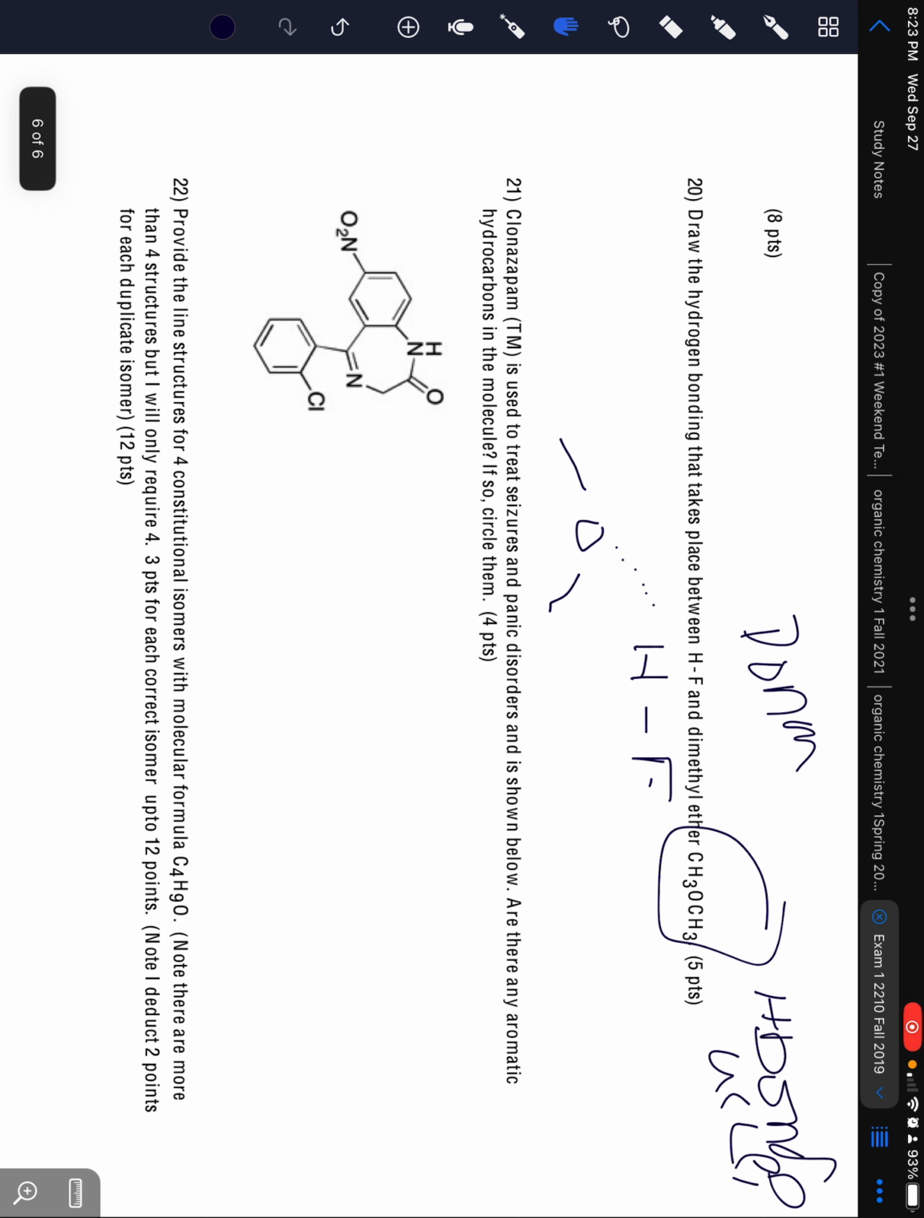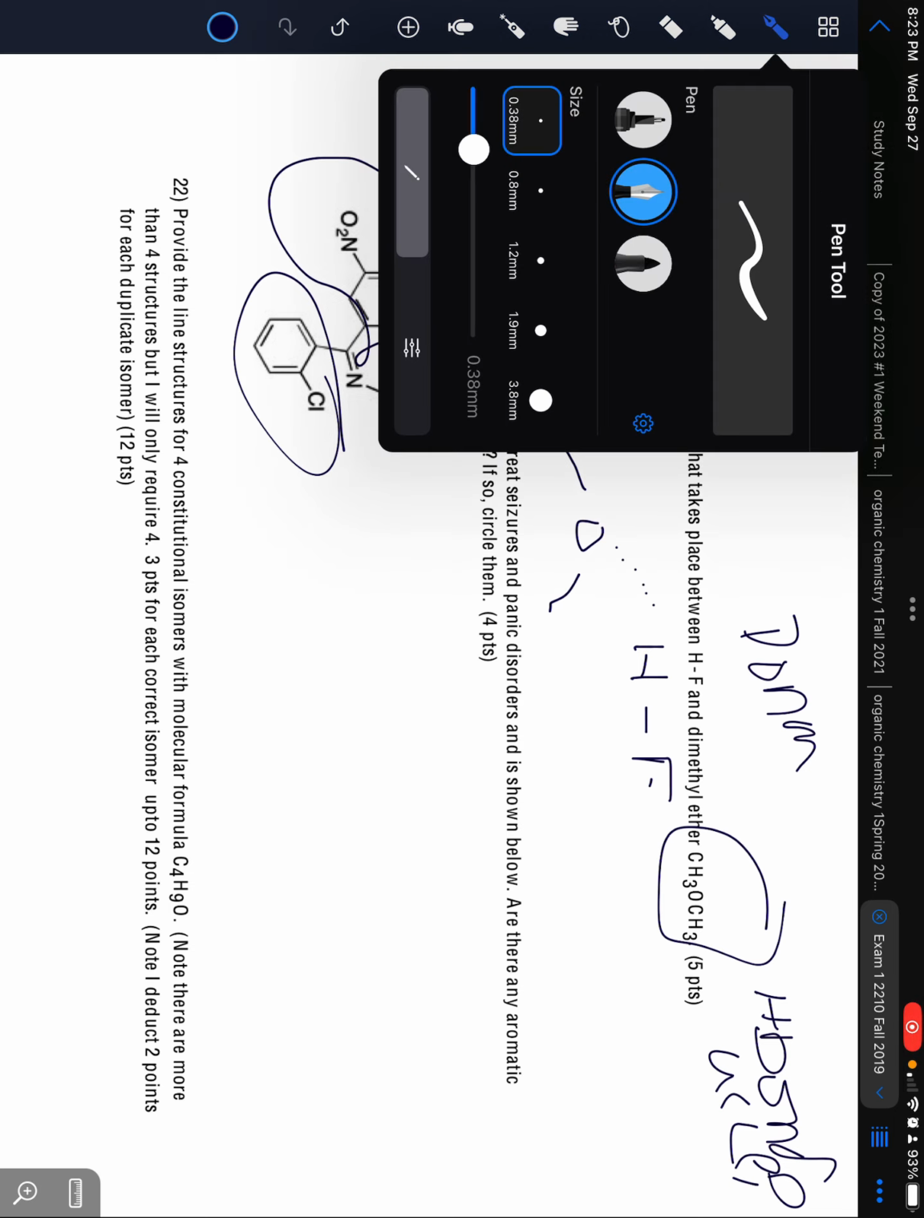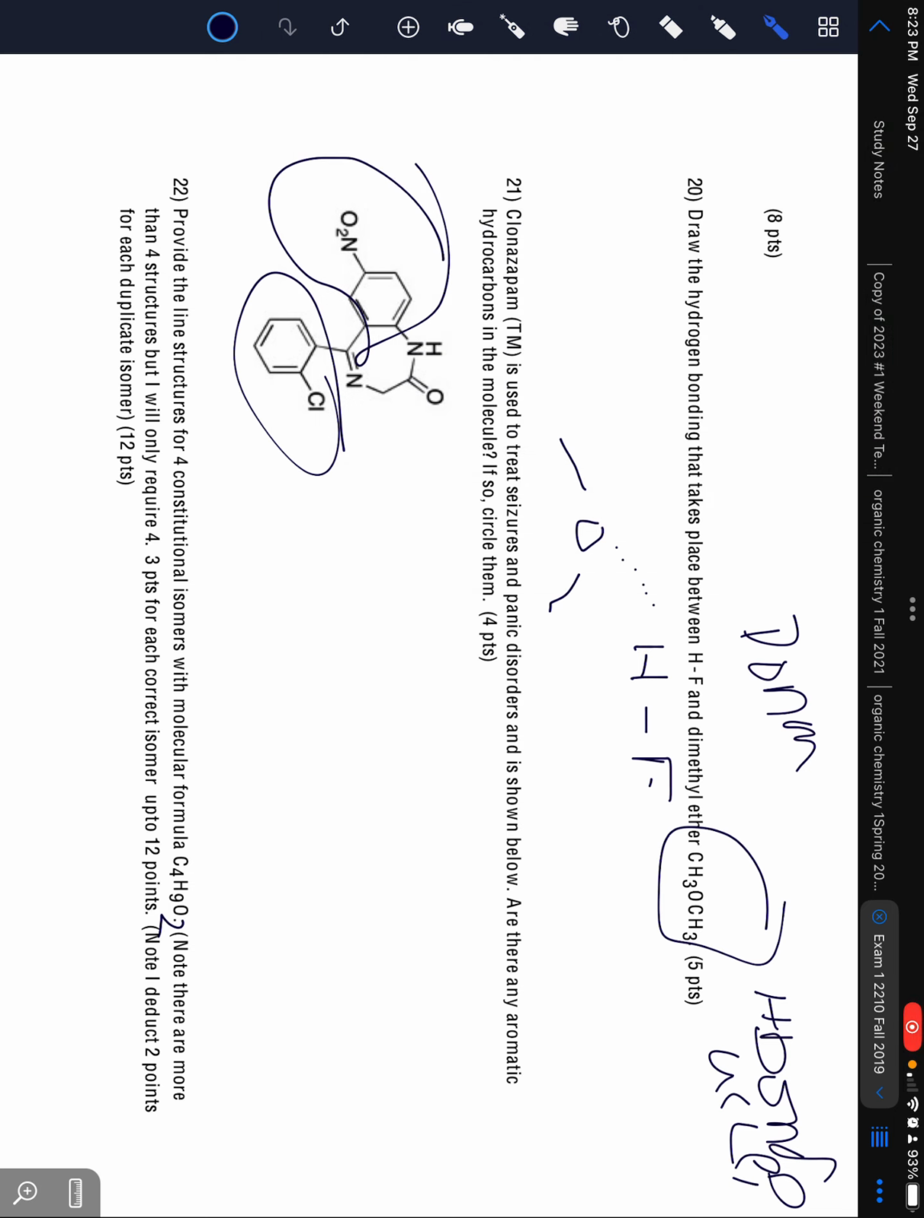Okay, are there any aromatic hydrocarbons? Yes and yes. And this is a typo. This should have been O2. So if you use that, there will be no degrees of saturation.